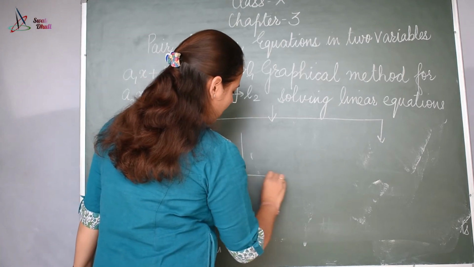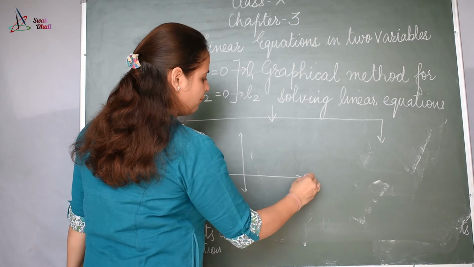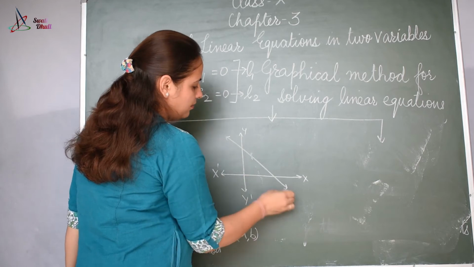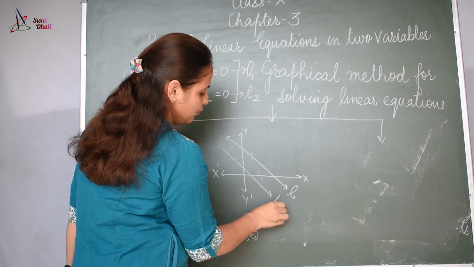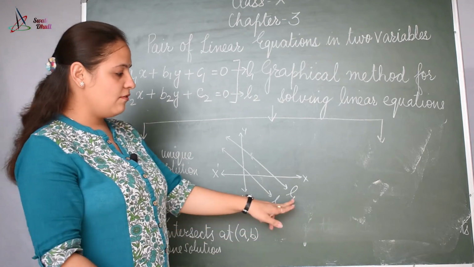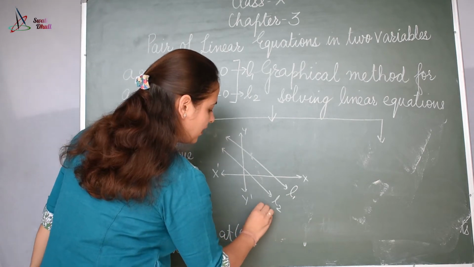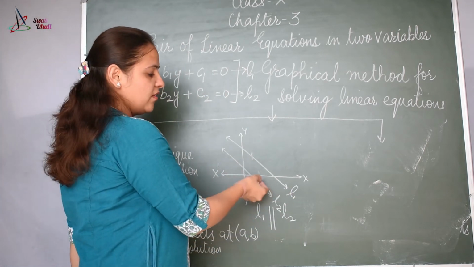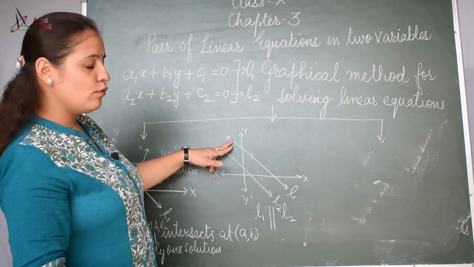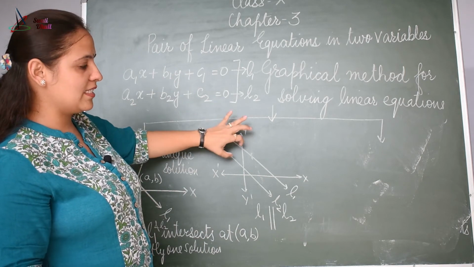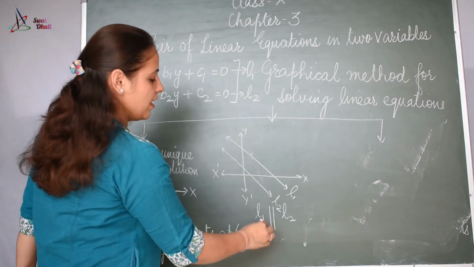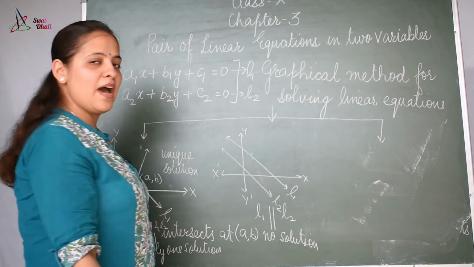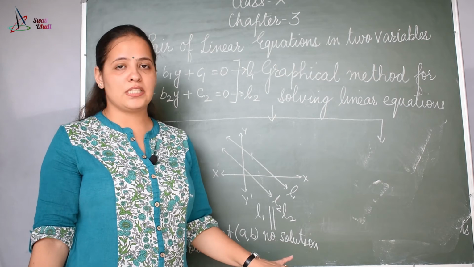Second is, suppose you have a graph, let it be x, y, x dash and y dash. Let it be L1, let it be L2. Now what is happening here is L1 is parallel to L2. Now what you are finding, there is no common point, because when you proceed to this side, they will have exactly the same distance between them. So there is no solution. So when the lines are parallel, there will be no solution.